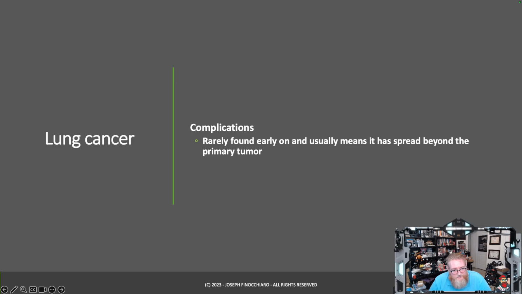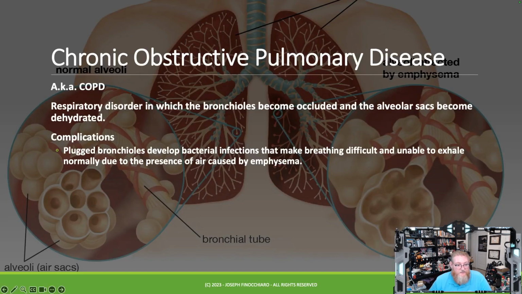Complications of lung cancer. Typically, it is rarely found early on and usually means it has spread beyond the primary tumor by the time it is discovered.